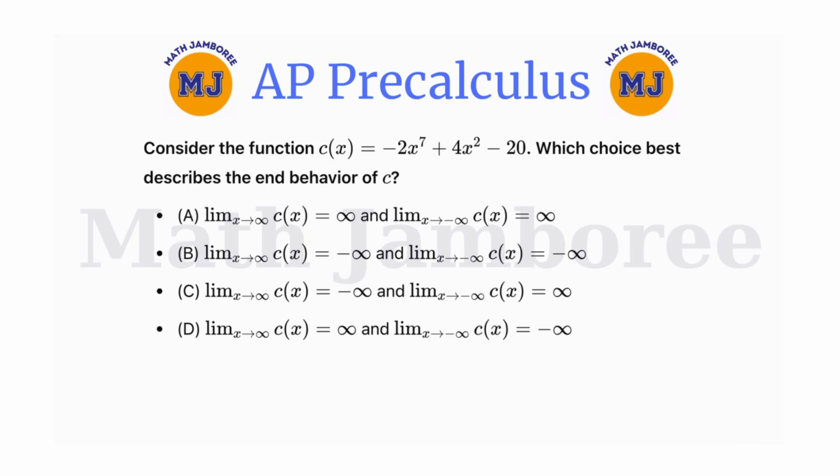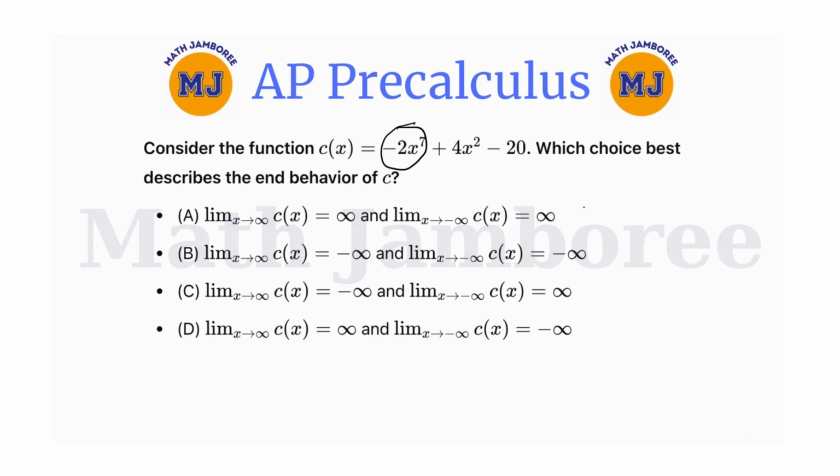First, let's recall that the end behavior of a polynomial function is influenced primarily by the term with the highest degree, which is in this case negative 2 times x to the power of 7. Now let's understand how the leading term, negative 2x to the power of 7, dictates the behavior as x approaches positive infinity and negative infinity.